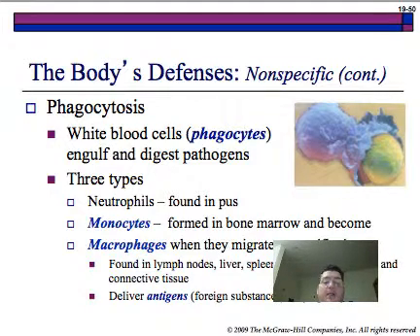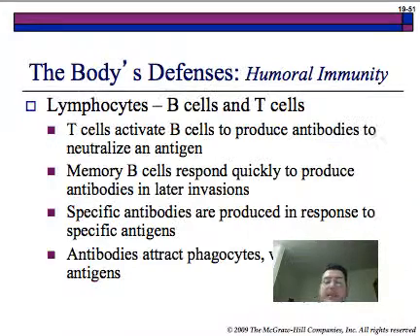white blood cells, or phagocytes, engulf and digest the pathogens, as seen in the picture here on this slide. There are 3 types: neutrophils found in pus, monocytes formed in the bone marrow that become macrophages when they migrate to specific tissues, found in lymph nodes, liver, spleen, lungs, bone marrow, and connective tissue. They deliver antigens, foreign substances, to the lymphocytes.